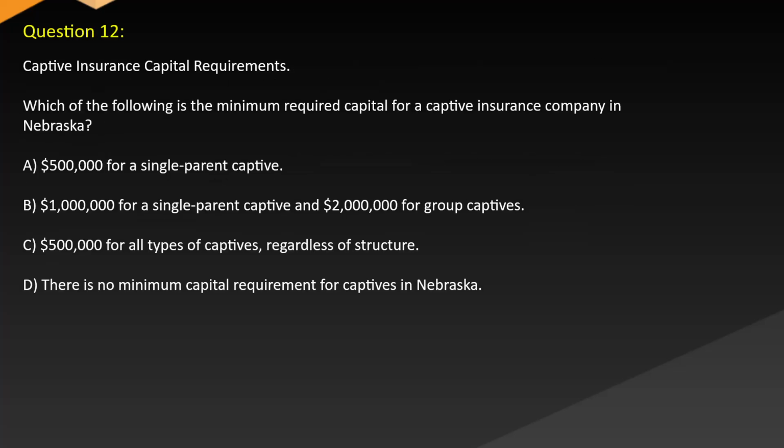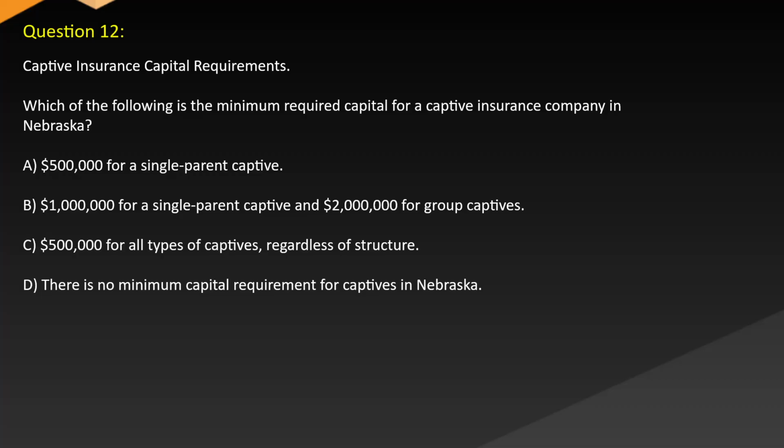Question 12. Captive insurance capital requirements. Which of the following is the minimum required capital for a captive insurance company in Nebraska? A. $500,000 for a single parent captive. B. $1 million for a single parent captive and $2 million for group captives.